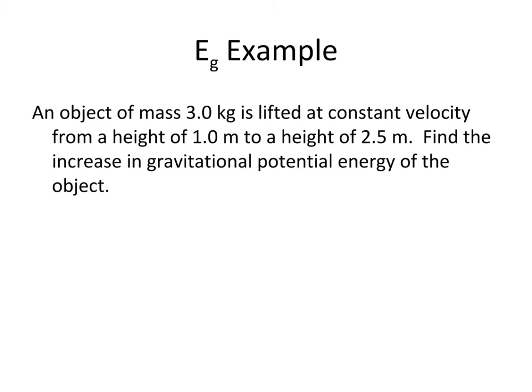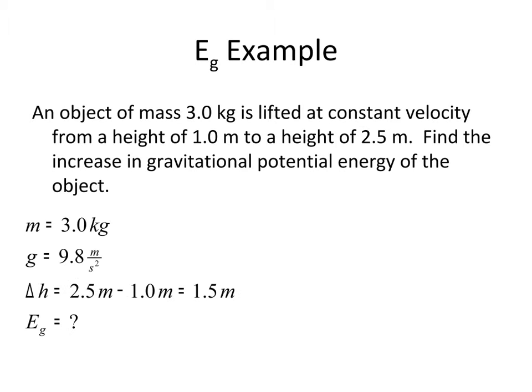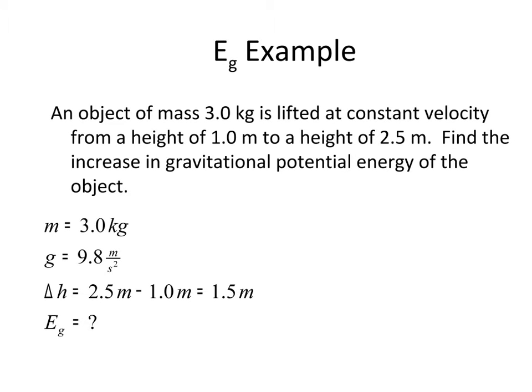Let's try an example. We have an object of mass 3 kilograms and it's being lifted at a constant velocity from a height of 1 meter to a height of 2.5 meters. So that means relative to some reference point. We're not sure what the reference point is, but we're given the two heights that we need. Find the increase in the gravitational potential energy of the object. So we'll write down our given values first. So we've got our mass, we've got gravitational field strength, we've got our change in height, but we'll work that out. So we'll take 2.5 minus 1 meter and we get 1.5 meters, and our unknown is our gravitational potential energy.